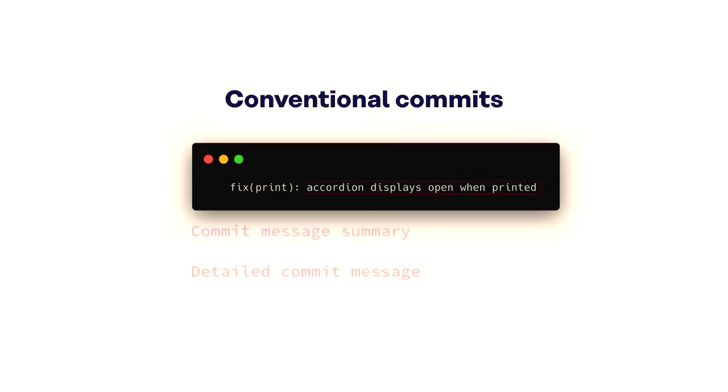Then we've got the scope there. That's really like an arbitrary description of some component inside the package. Here it concerns the print styles. And after a colon and a space, we have the summarized commit message. So you can include a bigger message as well after a line break. And this is what gets added to the changelog.